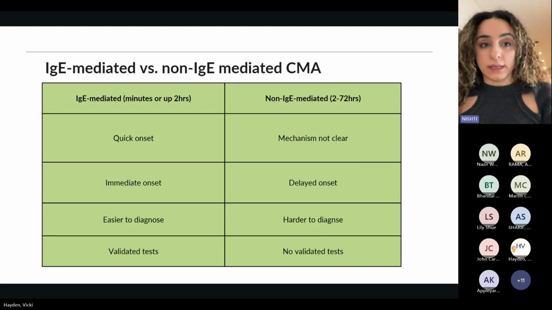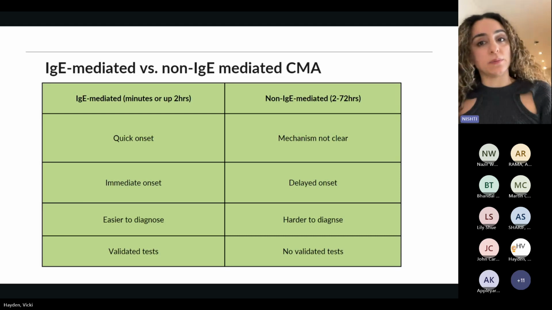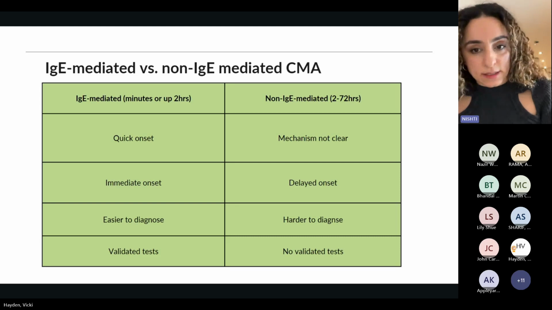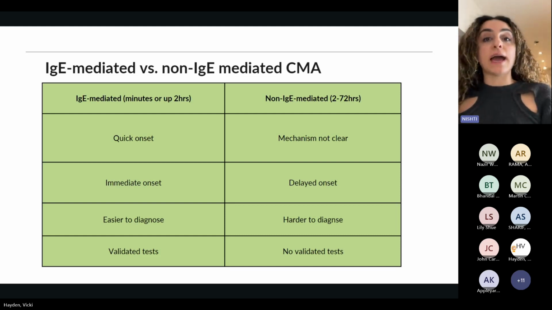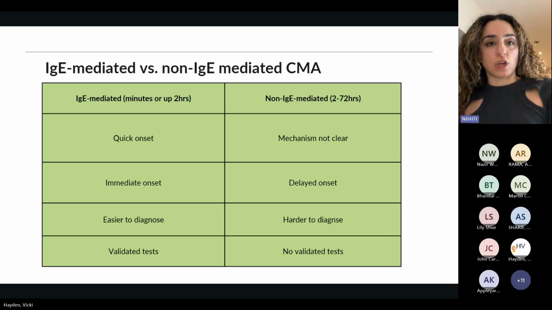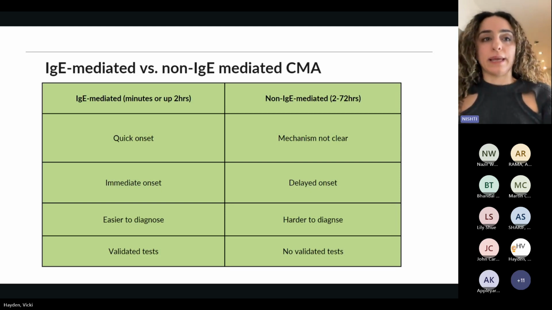IgE is an immediate reaction, either minutes or up to 2 hours. It's easier to diagnose because we have validated tests, whereas with the non-IgE mediated cow's milk allergy, it can take between 2 to 72 hours to present. And these are obviously delayed symptoms. It's harder to diagnose. Sorry, that's a spelling mistake. And there are no validated tests except for the iMAP guidelines, which I will show you a bit later on.